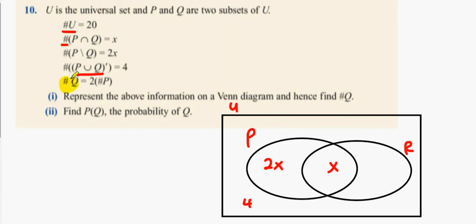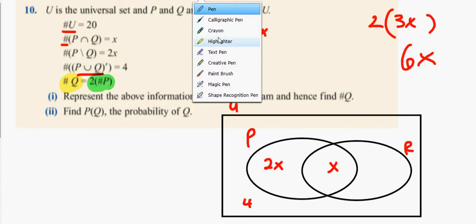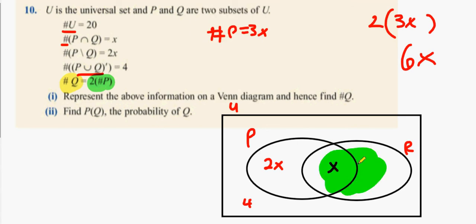The cardinal number of Q equals 2 times the cardinal number of P. Alright, what's this? Oh, sorry, I'm wrong. What is this? How many are here? 3x. Okay, awesome. Hashtag P is 3x. And what's 2 times that? 6x. So what that means is that everything inside of here is 6x. So what does that make this territory in here? There you go.